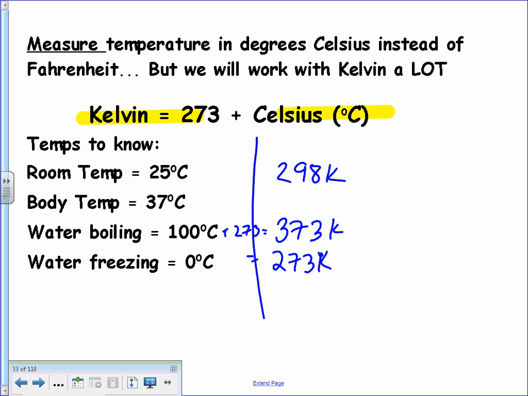And body temperature, I'll remind you of that one. I say to know, you definitely need to know room temperature. The body temperature one, I can remind you of. That's a fun fact, 37 degrees C. Sounds like it's cold, right? It's not.